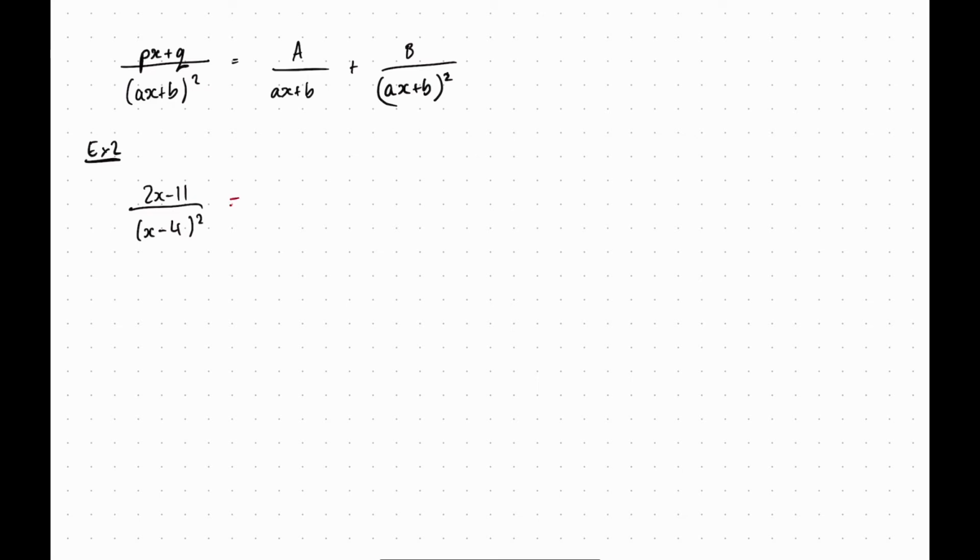So that means that this is equal to a over x minus 4 plus b over x minus 4 squared. Okay, we're going to do the same thing again, where we multiply through by x minus 4 squared. And that's going to give us 2x minus 11 is equal to a lots of x minus 4 plus b. Because the x minus 4 squared will cancel out with the other x minus 4 squared.